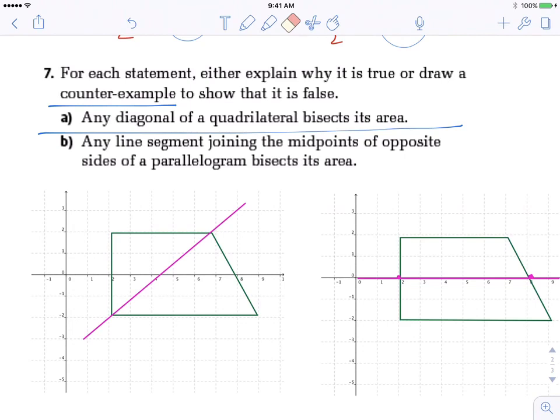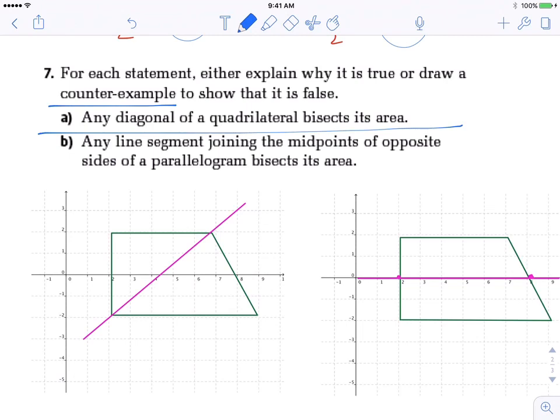Because if I draw, you'll see the pink line, I drew the trapezoid in green there, and the pink line on the diagonal, you can tell that shape number one and shape number two, these two triangles, are not equal in area. Okay? And so in this case, it does not work.